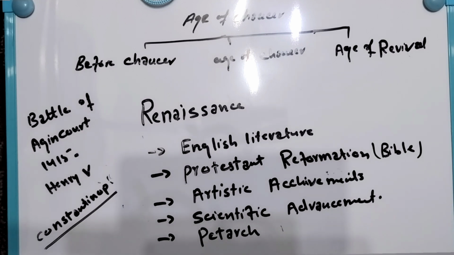Artistic achievements. What was the artistic achievement basically? In this age, a lot of artistic work was improved, and people across the globe approached the artistic achievements of English literature as well.